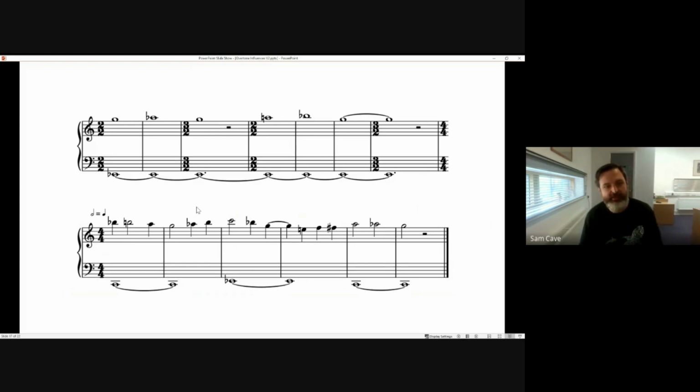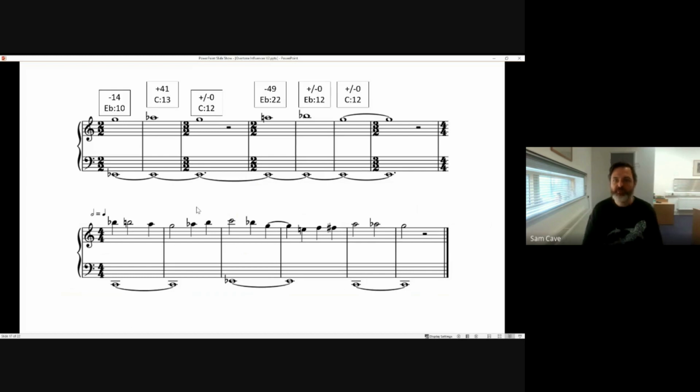So this is an equally tempered version of what we've just seen written out for piano. And if I bring up some partial analysis, we can see these different colorations of the same pitches. The first G there being the 10th partial of E flat with minus 14 cents, and the G in the 3rd bar being plus or minus 0. The 12th partial is C.